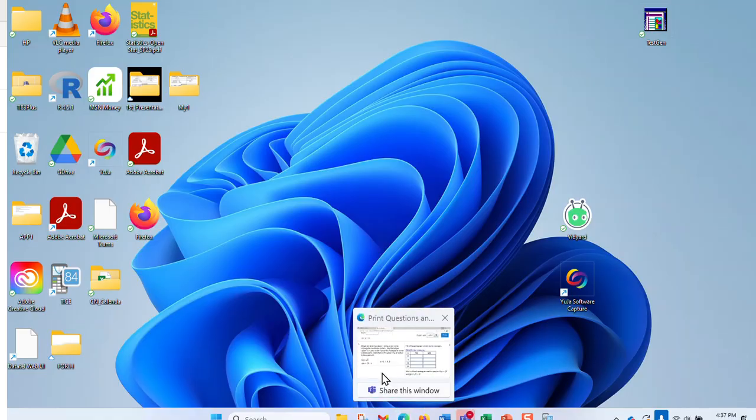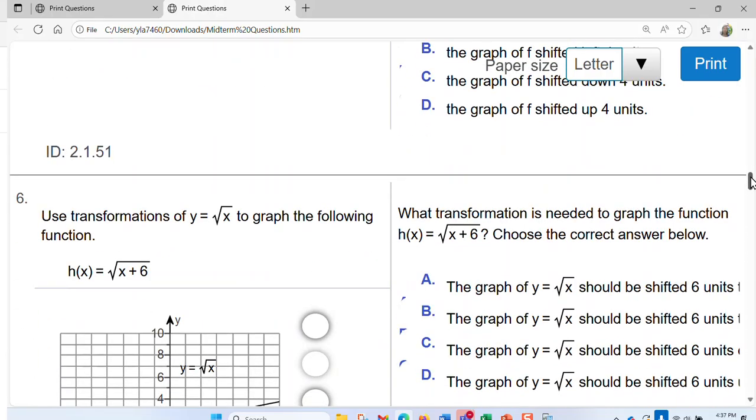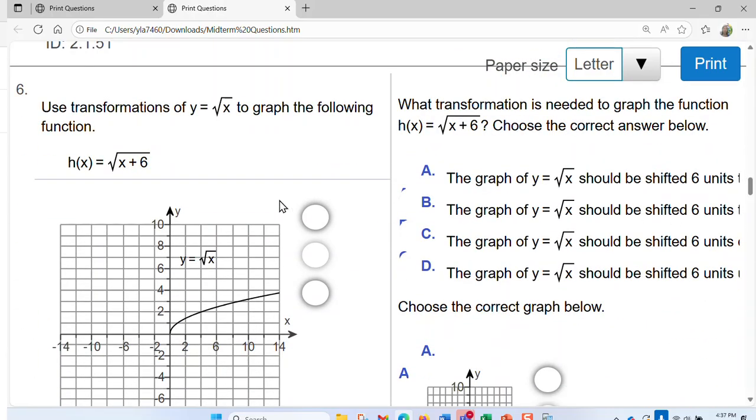All right, so that's number 4. Number 5, number 6, use the transformation to graph the following. So this one is inside. Look at this one right here. This h of x is inside the square root. So inside the square root is moving in the x direction. You know, this one is close to the x. And in the x direction, when it's positive, it's actually moving to the left. So this one is moving to the left for 6 units.